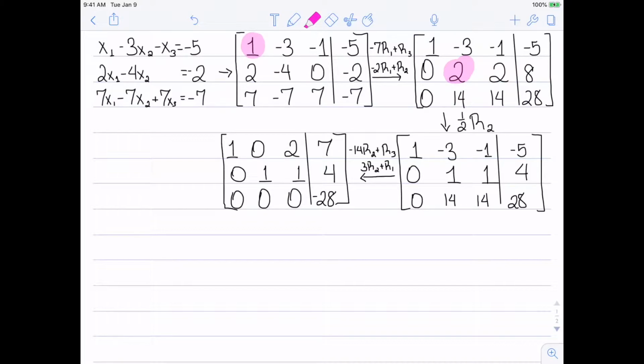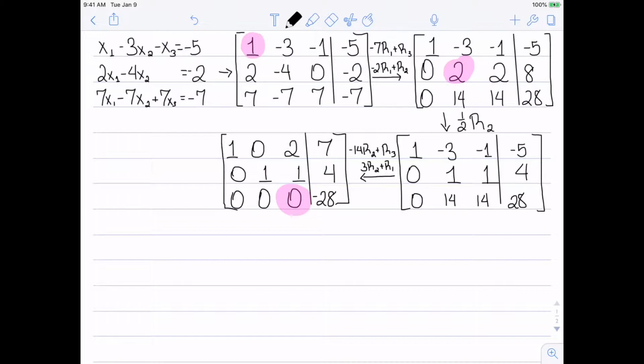Our next step is to get a 1 in this spot right here, but that's going to be impossible. We can't do any switching rows or it will mess up our pivots in our first column and second column, and there's nothing I can multiply 0 by and get 1. So this is a good indication that there's an issue.